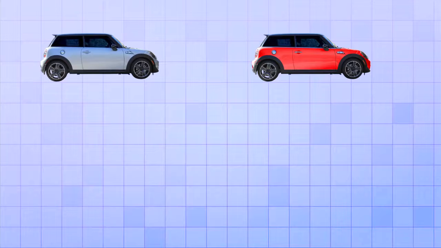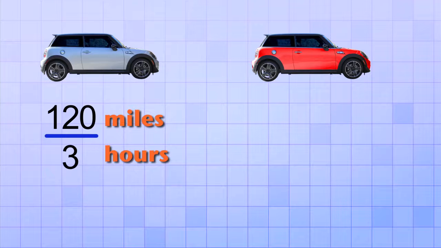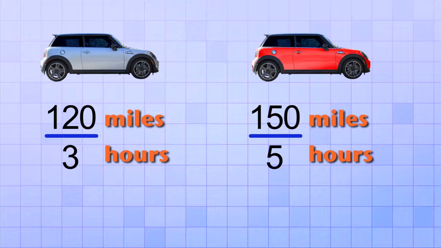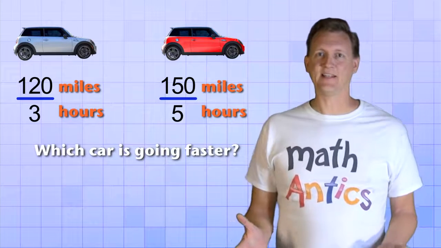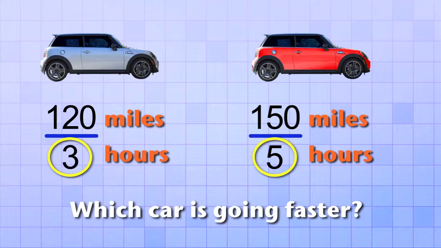For example, imagine two cars driving at two different rates. The first car's rate is 120 miles per 3 hours, and the second car's rate is 150 miles per 5 hours. Which car is going faster? Well, it's not all that easy to tell when the rates have different bottom numbers. Fortunately, it's really easy to change a rate so that it has 1 as the bottom number.